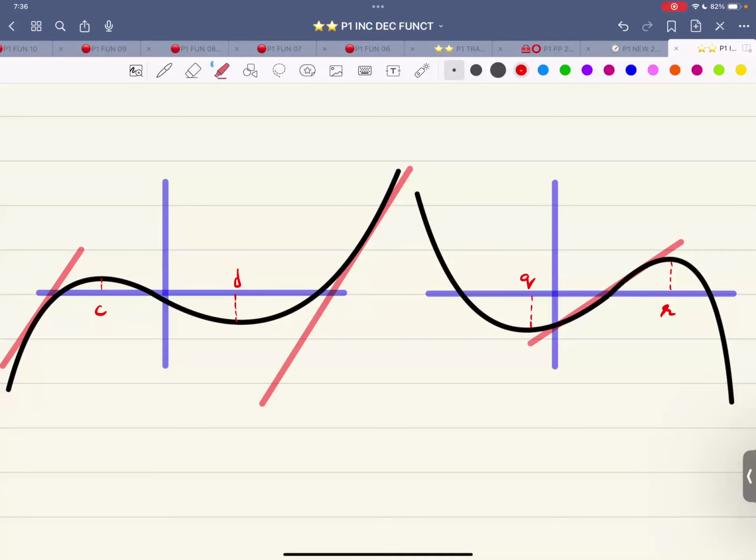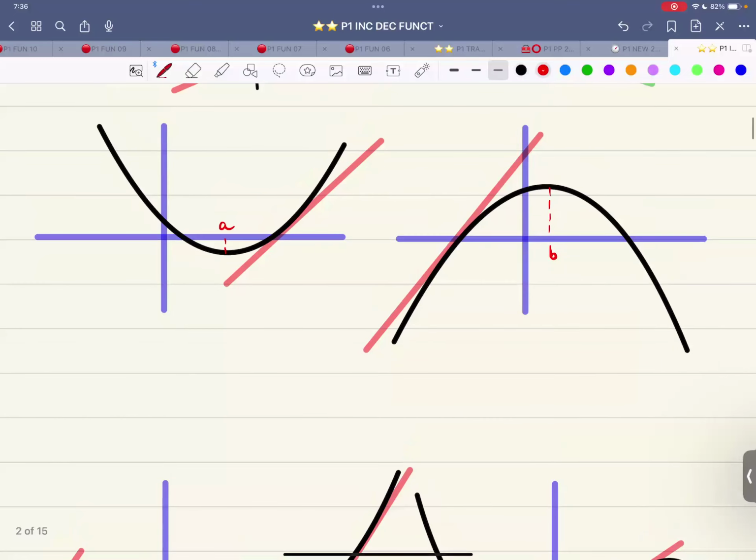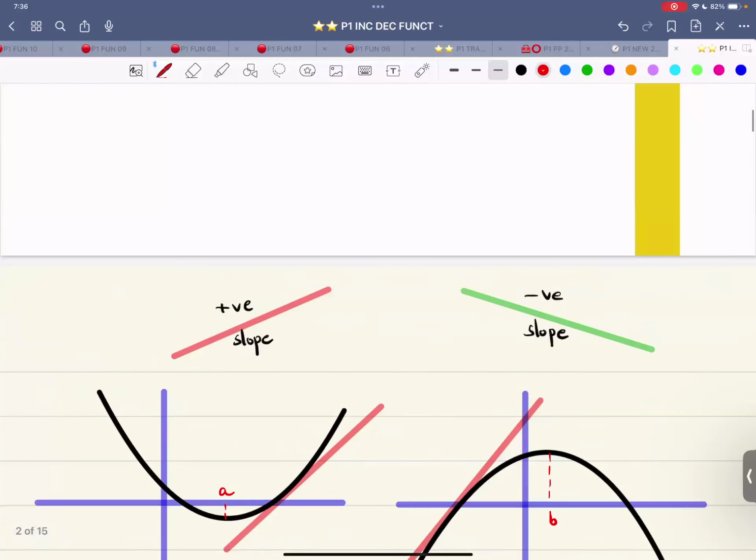slope between these two. So if I want to write what are the range of values for which the slope is positive, this is x is greater than A, this is x is lesser than B, this is x is greater than D, and x is lesser than C. And also over here, x lies between Q and R. This is all for the positive slope.